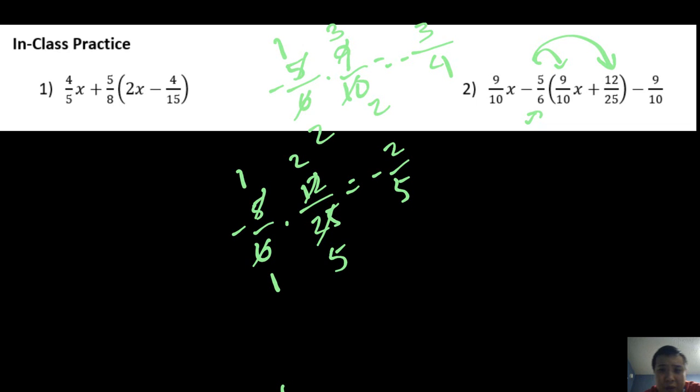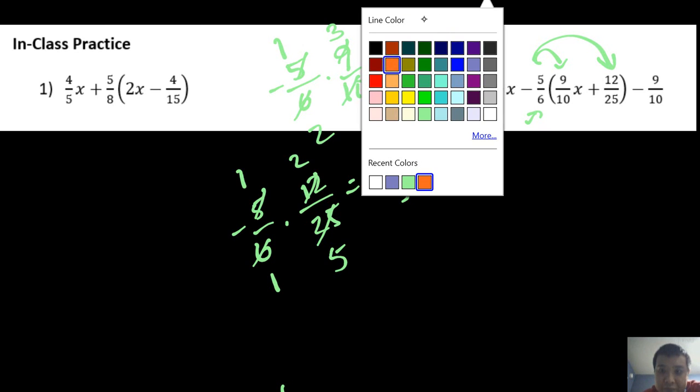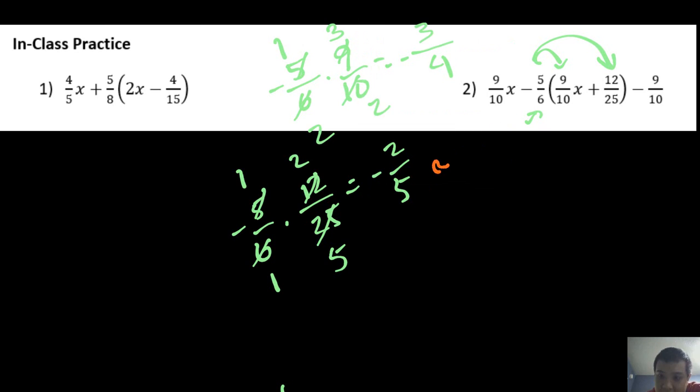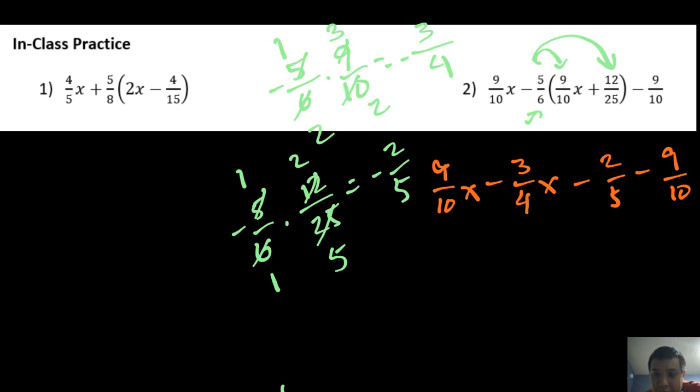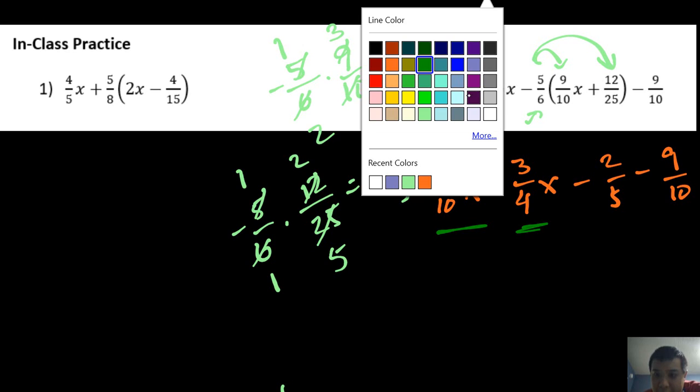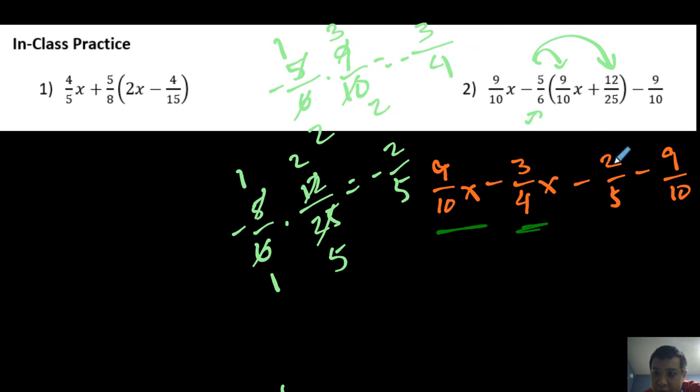So overall, in total, we will have 9/10 x minus 3/4 x minus 2/5 minus 9/10. And then we have to get common denominators for our like terms. We have a pair of like terms right here and right here. Then we have another pair of like terms between these two constants.